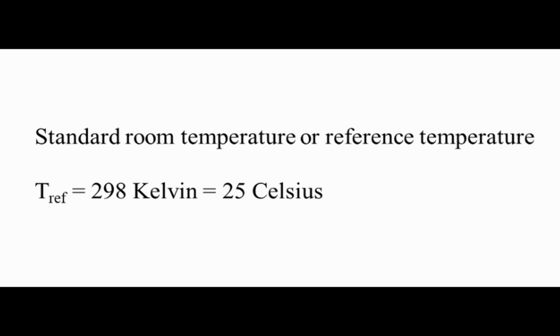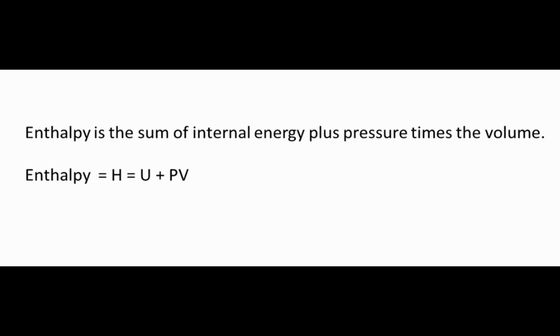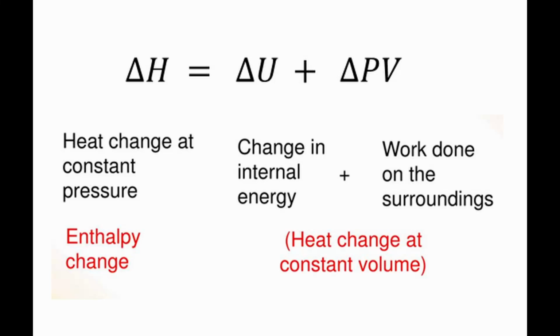298 Kelvin or 25 degrees Celsius is often used as a reference temperature for room temperature. Any internal energy difference of a substance from its reference temperature internal energy might be symbolized by U minus U ref. Any enthalpy difference of a substance from its reference temperature enthalpy might be symbolized by H minus H ref. Enthalpy is the sum of internal energy plus pressure times volume. An enthalpy change equals an internal energy change plus any work done to the surroundings by a pressure change or volume change.